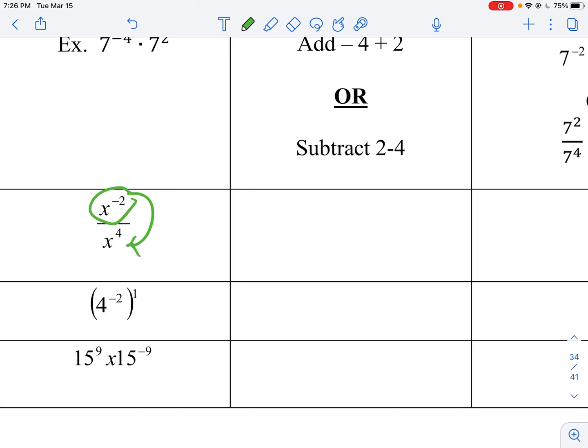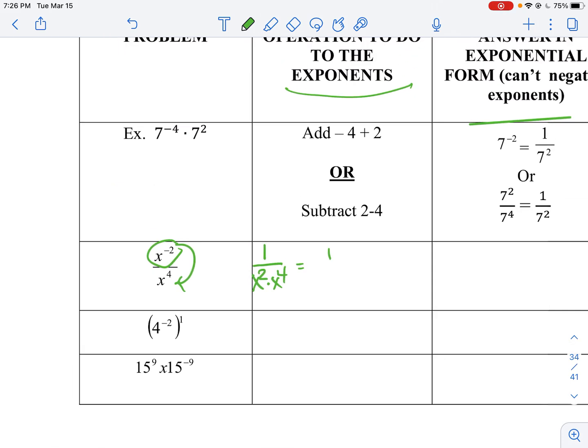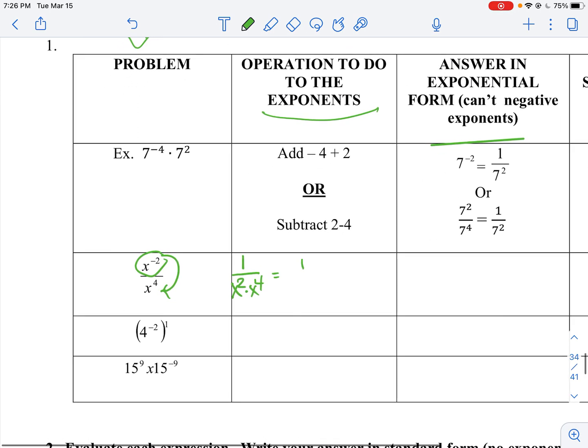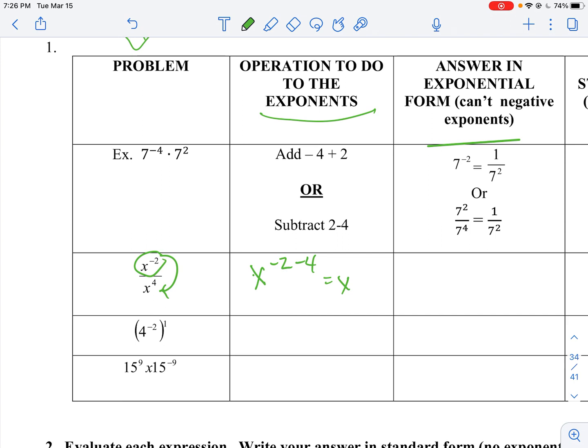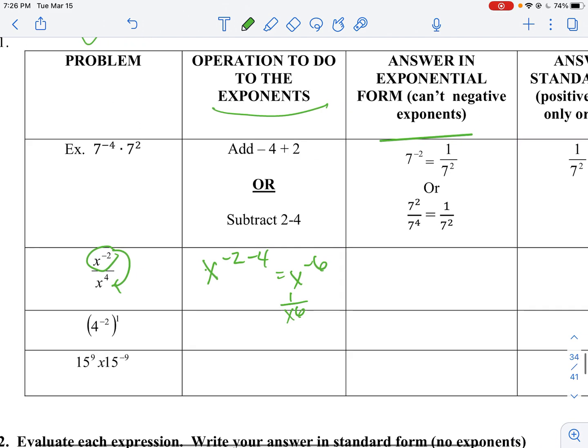Negative exponent means move to the denominator. It doesn't necessarily move to the denominator, but this time it did. So that means I'm going to, sorry, it helps if I read what the directions want us to do. So it would have been -2 minus 4, which would get x to the -6. So that's 1 over x to the 6th. Okay.